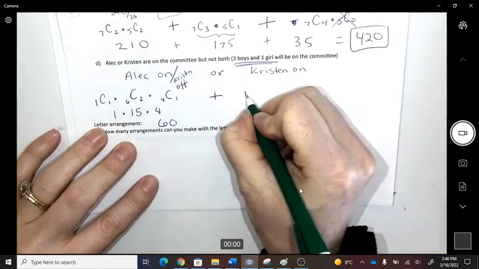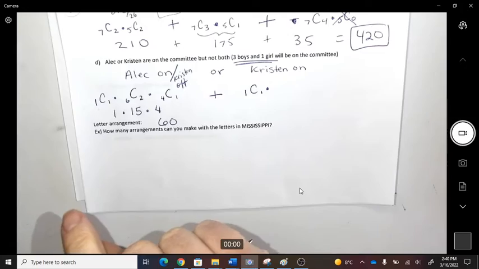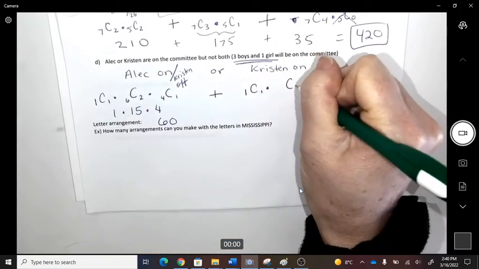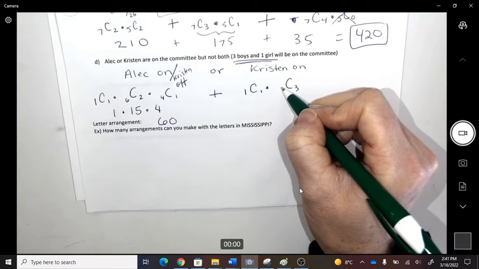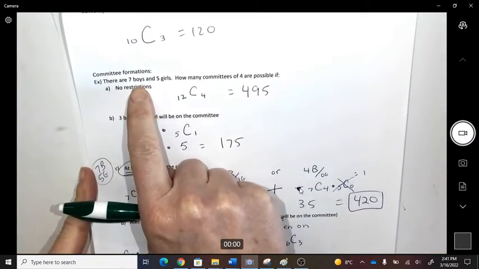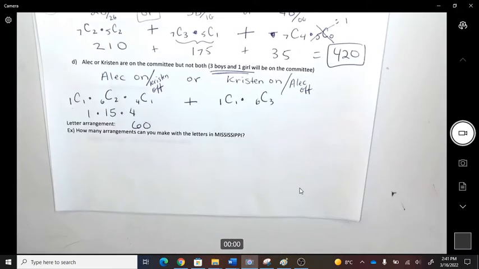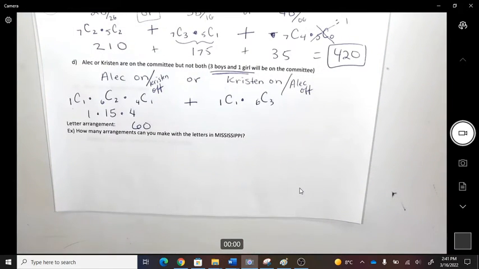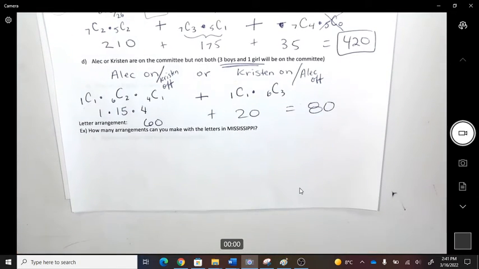Okay, ready? Kristen is on. So Kristen, choose Kristen. And, so that's actually my girl, so I'm already done the girl stuff. So I need three boys. So I'm going to choose three boys. How many boys do you have to pick from? What do you think? You only have six, because there's seven boys, right? But you're not allowed to pick Alec. Because if Kristen's on, Alec can't be on, right? So you don't have a selection of Alec. Okay, so I'm going to do a 6, choose 3, and I got a 20, so that's 80. Okay.